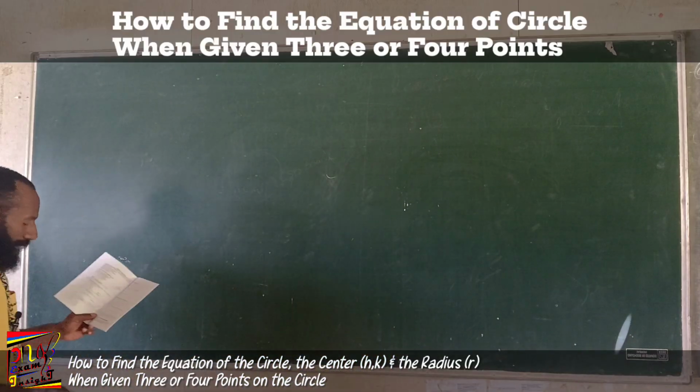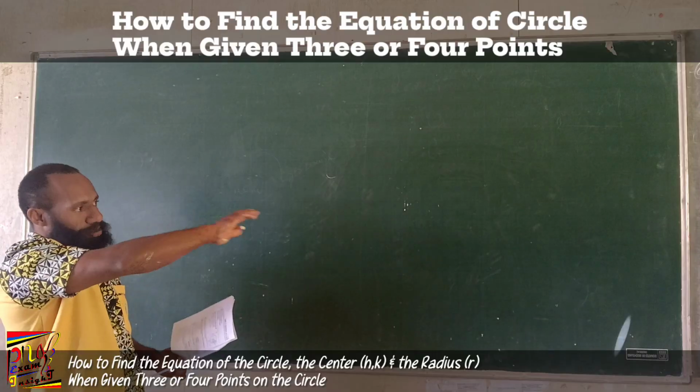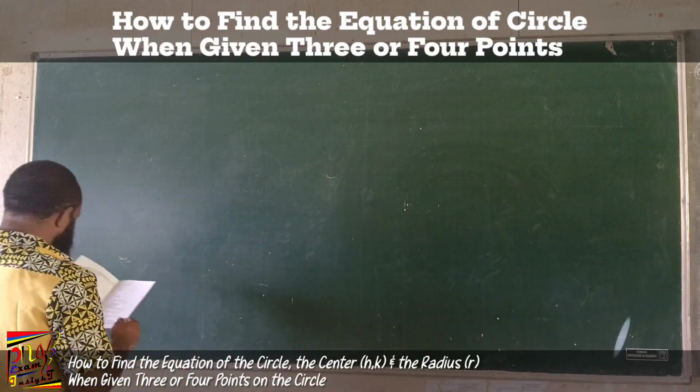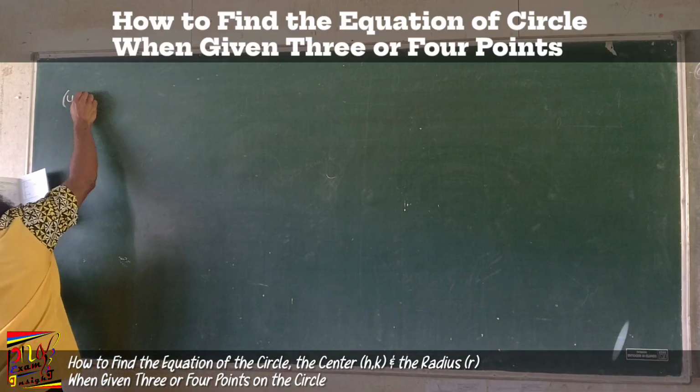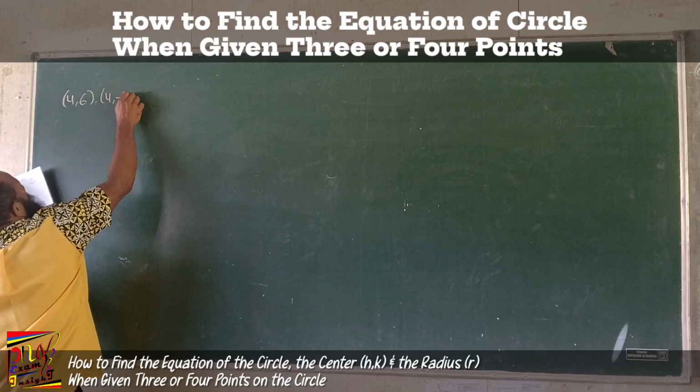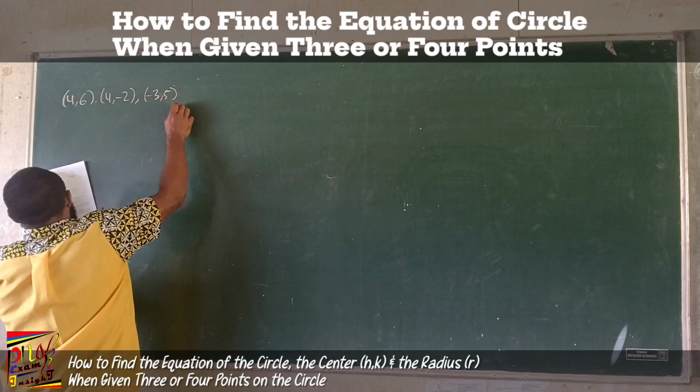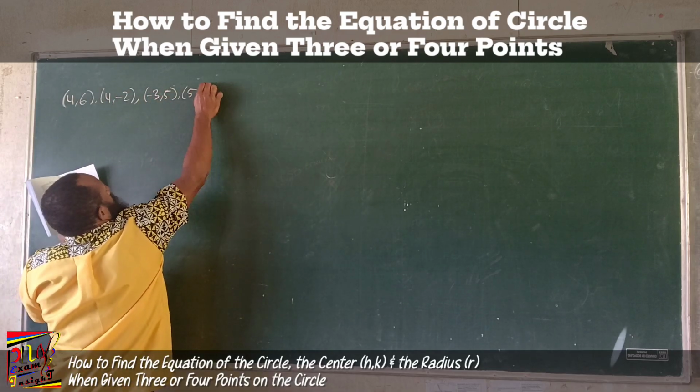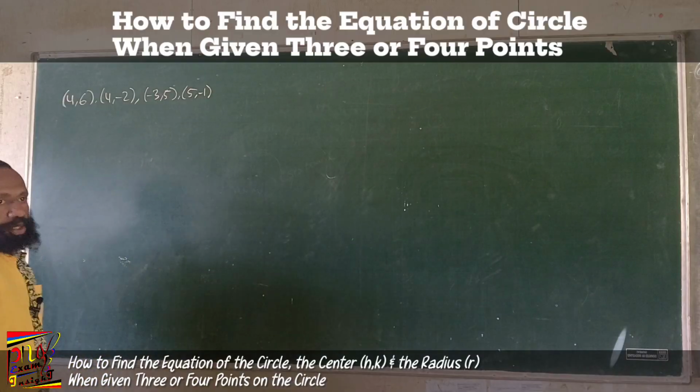Let's look at A as an example. The example A will take 2 points, I'm just letting you know. Given the points here: (4, 6), (4, -2), (-3, 5), and (5, -1). So those are the 4 points provided.